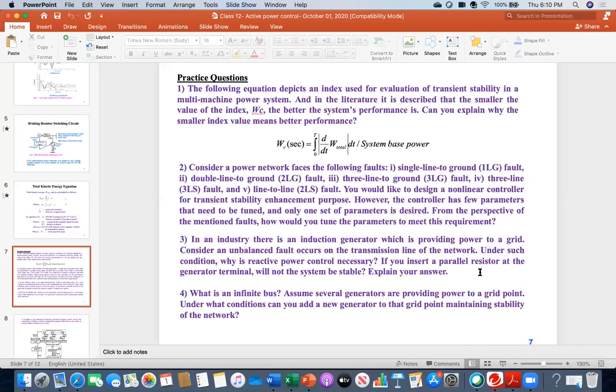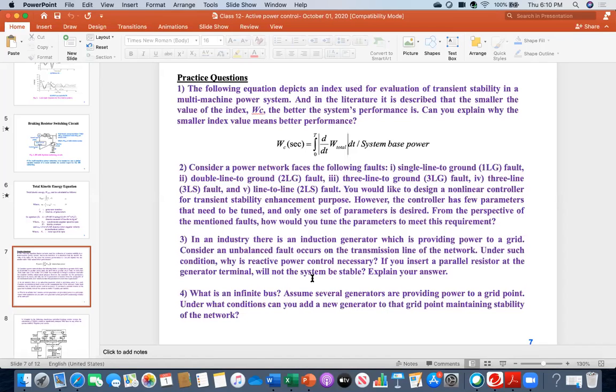So in this case, instead of the parallel resistor, we need to connect the capacitor in parallel, right? Exactly, you have to insert that. So reactive power control means basically connecting the capacitor, or static VAR compensator, or static synchronous compensator, or synchronous condenser. I mean, the flexible AC transmission devices, FACTS devices, can control the reactive power. So very basic, simple thing is the capacitor bank.